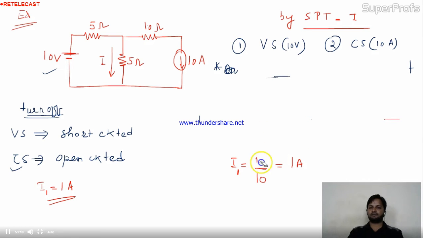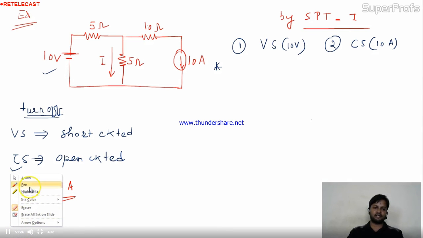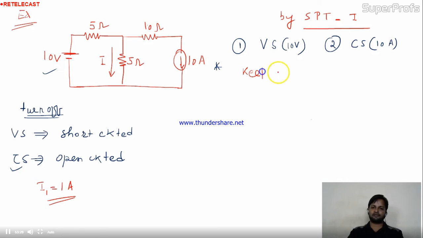Okay, now we are in the second step. In the second step, we'll keep the current source as it is because the voltage source part is done already. Here, we'll keep the current source and turn off the voltage source. And I told you earlier how to turn off the voltage source. We'll short the circuit. First draw the circuit.